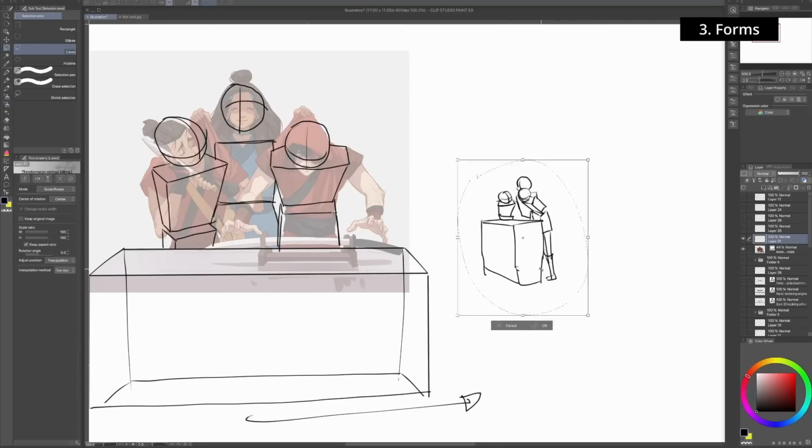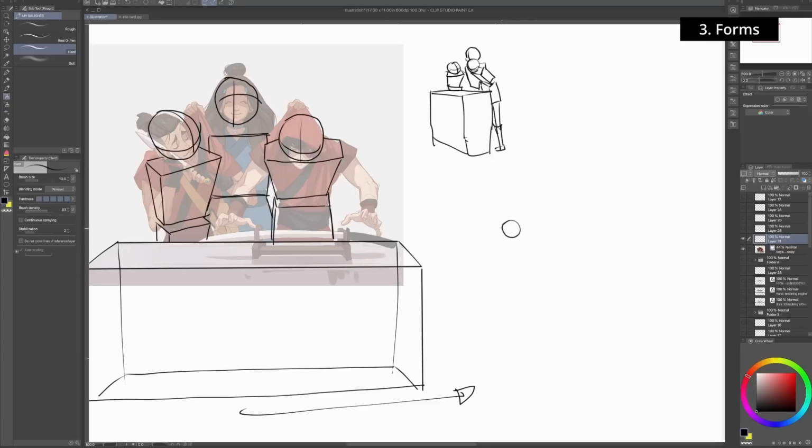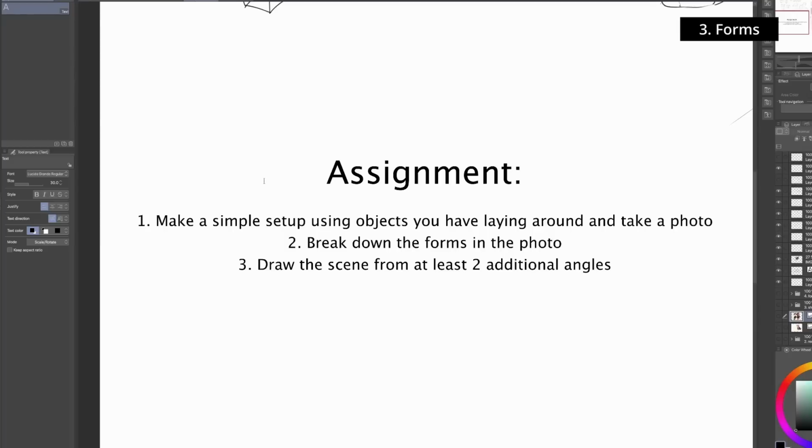So what this does is that if there's something you want to draw, you're not limited anymore. You can really choose how you want to portray that subject and what camera angle to use. So here's your assignment for this video. You're just going to do exactly what I showed you. The first step is to make a simple setup using objects you have laying around.